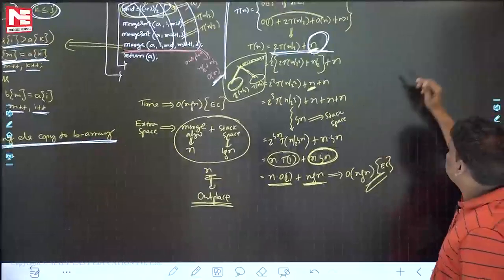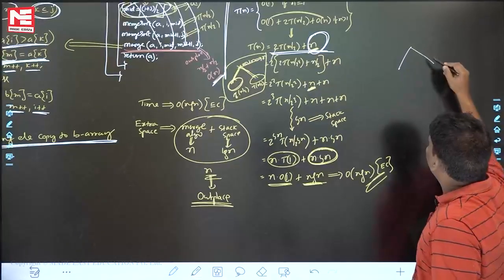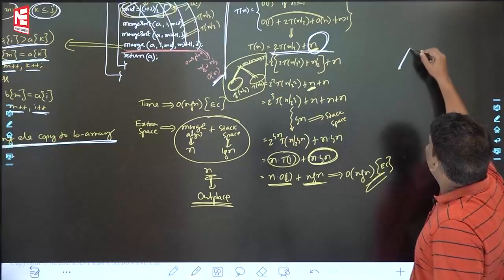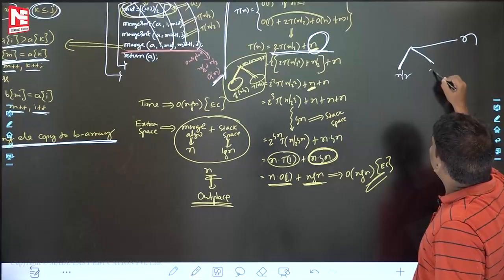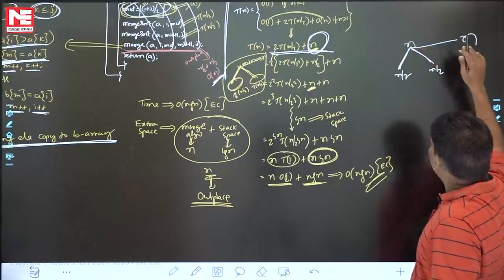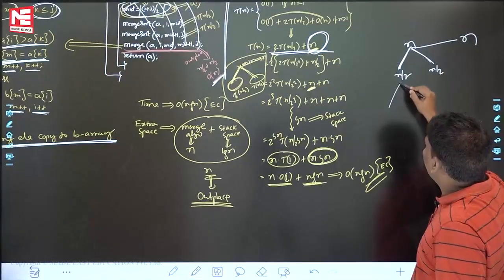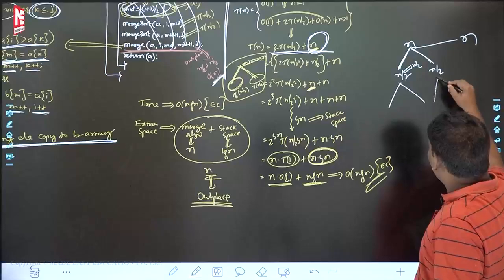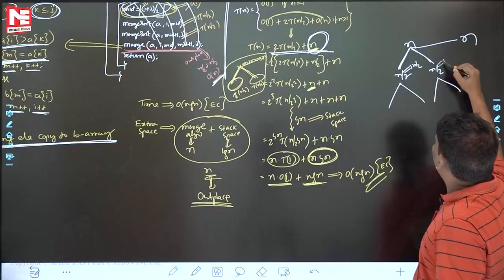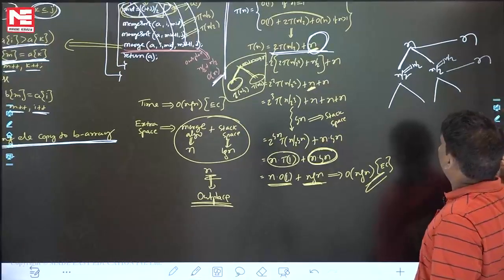This kind of tree will come. See this one. Divide, combine: n time. Here how many elements are there? n by 2. Here n by 2. n elements, n time. Similarly, n by 2, what is the answer? Divide into 2 parts. If you combine, n by 2 will come. n by 2 again 2 parts, n by 4, n by 4. If you combine, n by 2. Overall is n.